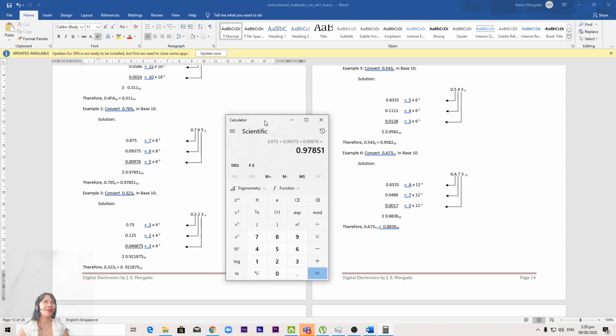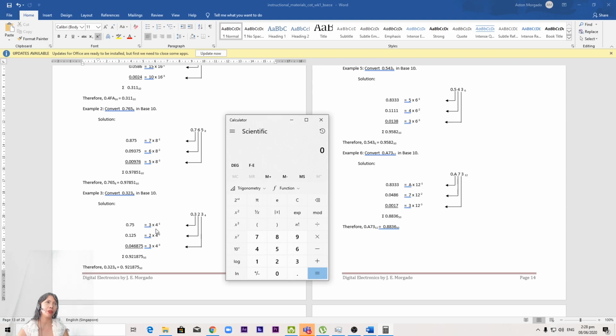Okay, so we're now in example number 3. We still have until example number 6. We have 0.323 base 4 to base 10. Again, our MSB here is 3, right after the dot, 0 dot MSB. So multiply it by n raised to negative 1. Our n is 4, and negative 1, negative 2, and negative 3.